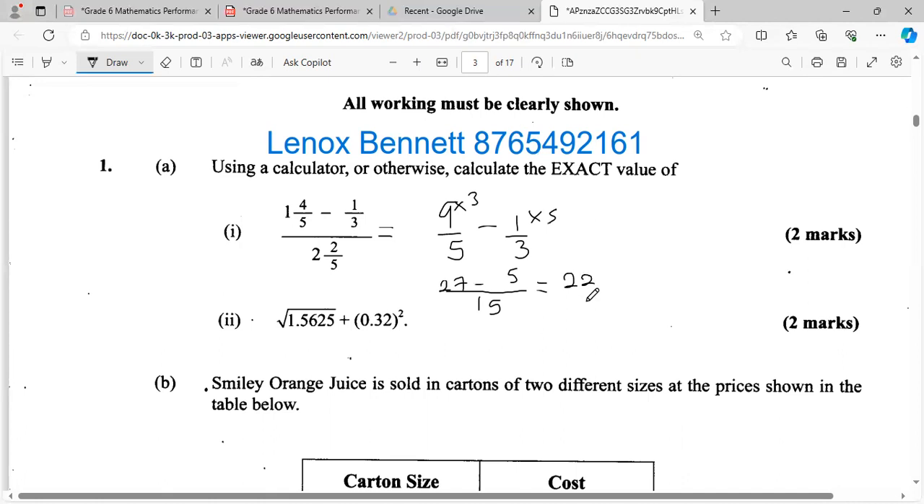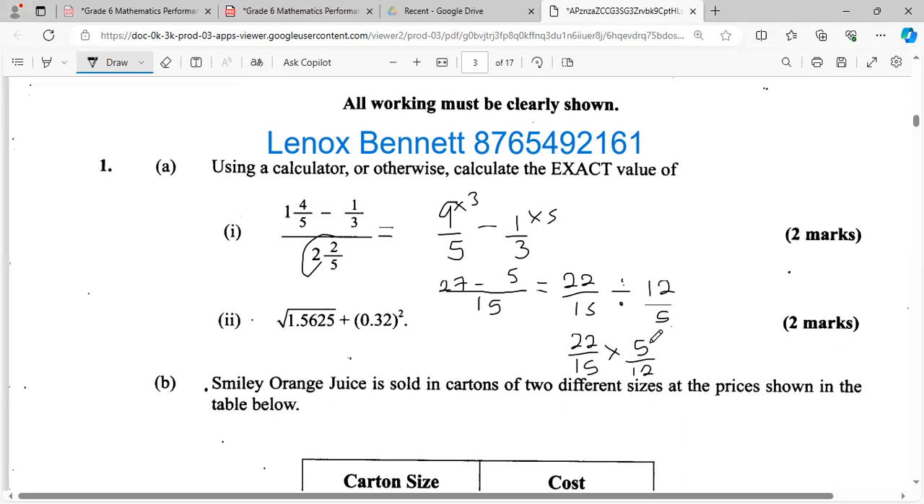And remember, we were asked to divide it by 2 and 2/5. So I'm going to convert: 2 times 5 is 10, plus 2 is 12 over 5. So this becomes 12 over 5. And of course, we know what the rule says. Once we are dividing, we have to keep the first fraction, so let's keep the 22 over 15. Change the division to multiplication, but we have to reciprocate. So this becomes 5 over 12, which was originally 12 over 5.